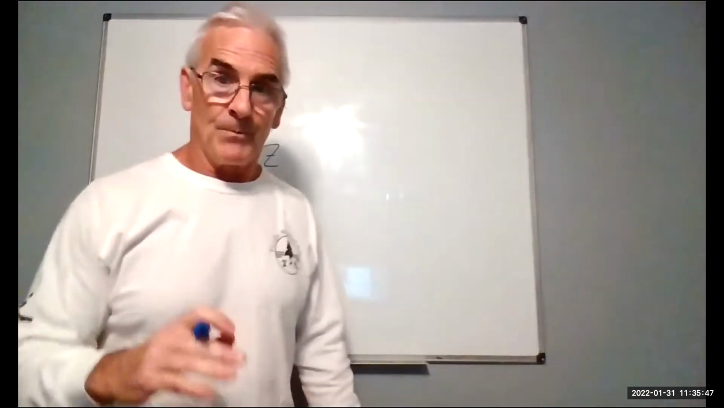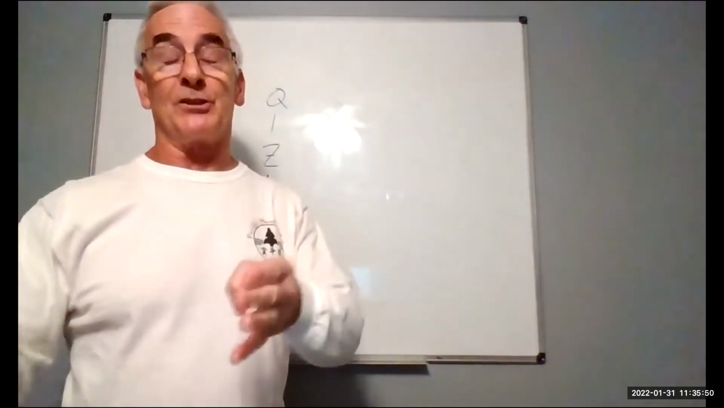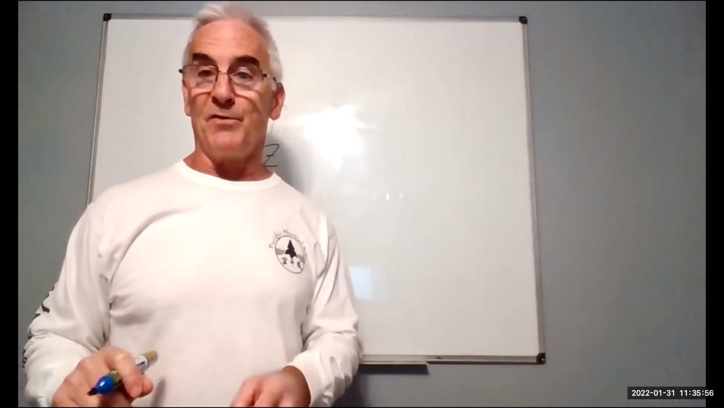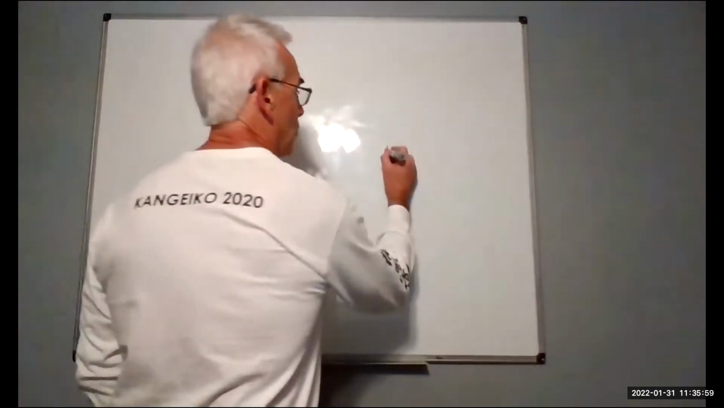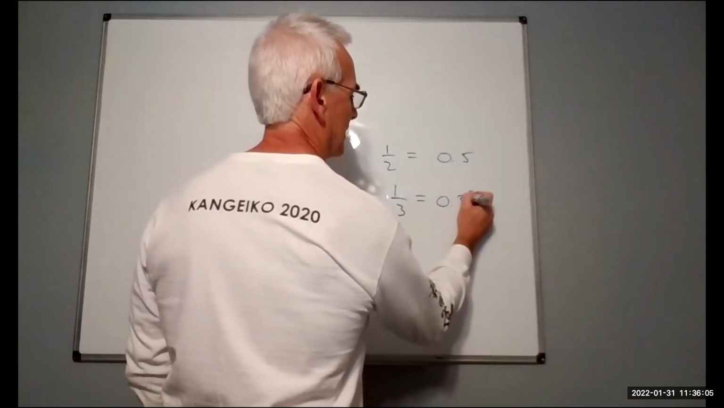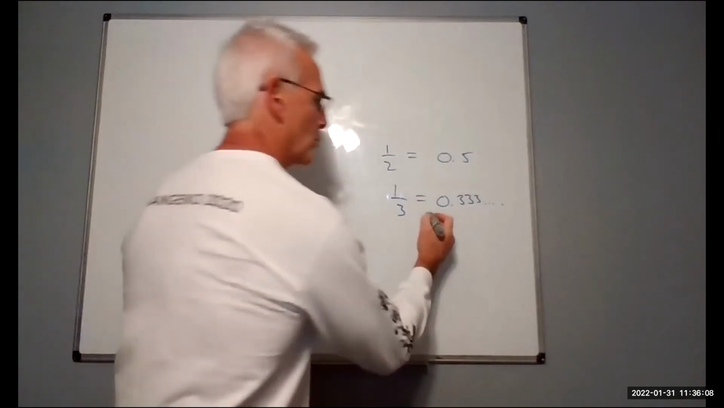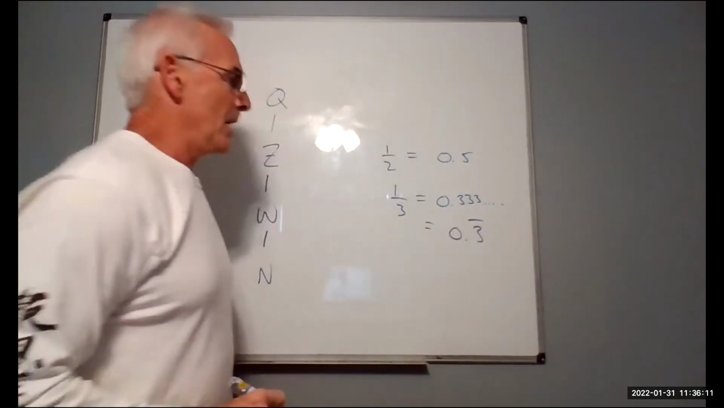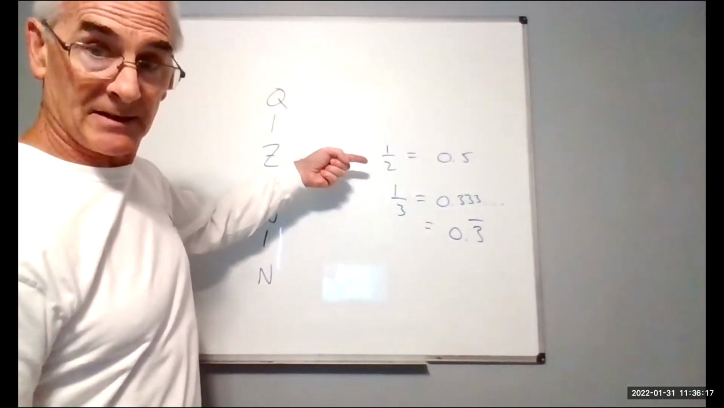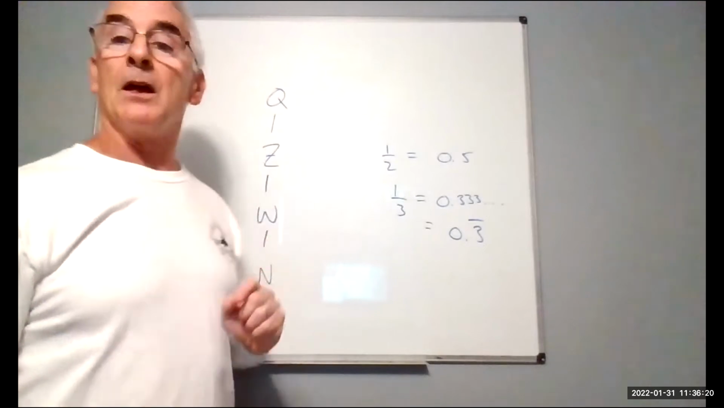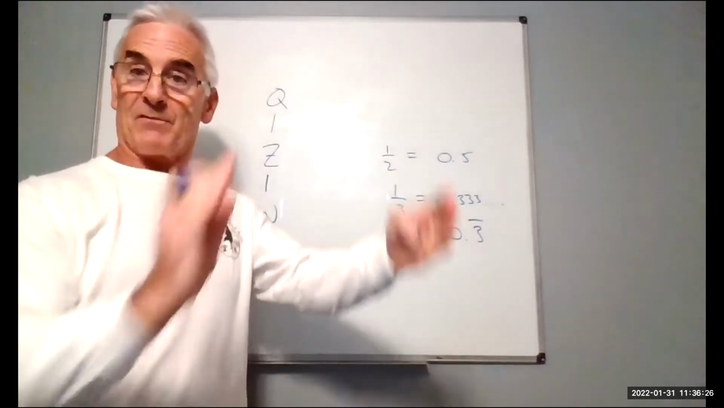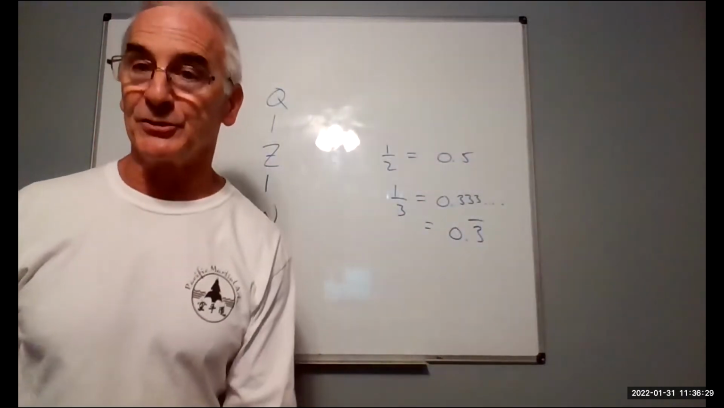Now, every rational number can be written as a quotient of integers, but rational numbers also have a decimal form. If I said 1/2, I know that's 0.5. If I said 1/3, I know that's 0.333 forever. A rational number either has a terminating decimal or it has an infinite decimal where there's a repeating pattern. It doesn't have to be the same number over and over again, but it has a repeating pattern forever and ever. That's the definition of a rational number.